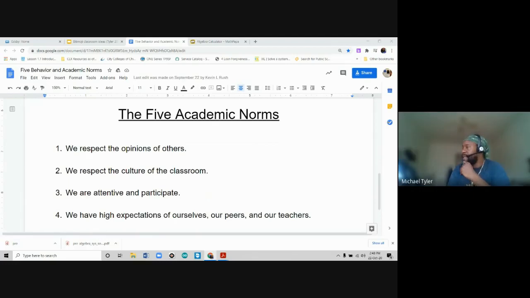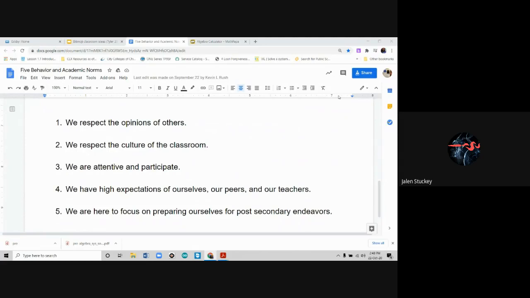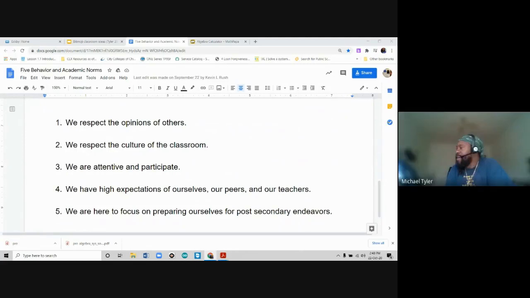Going back to the top, who do we start with? I think it was Aaliyah. Can you read number two? Respect the culture of the classroom. Thank you, Aaliyah. Autumn, number three. We are attentive and participate. Always. Thank you, Autumn. And Edward, number four. We have high expectations for ourselves, our peers, and our teachers. Thank you, sir. Jalen, number five. We are here to focus on preparing ourselves for post-secondary endeavors. Thank you, sir.